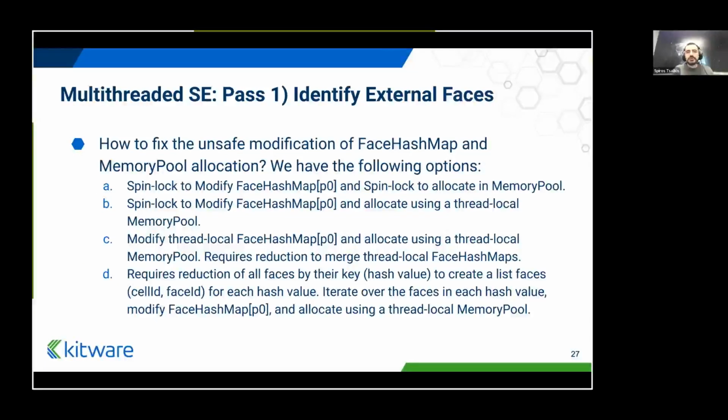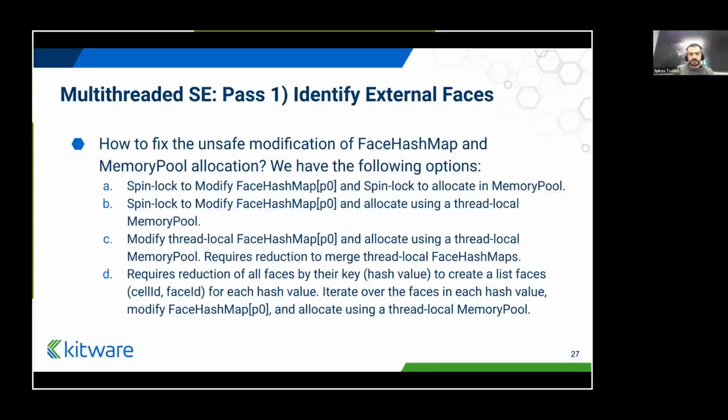The first problem that we're going to deal with is how to fix the unsafe modification of the face hash map and memory pool allocation. There are 4 options. The first option is to spin lock and modify the hash map, and then when we try to do an allocation, we spin lock into the memory pool, and we allocate through that. As you can imagine, you have two spin locks, one on the point ID and one on the whole memory pool. Especially the second one is extremely difficult to handle. The second approach is to spin lock on just the point ID in the hash map and have thread local memory pools.